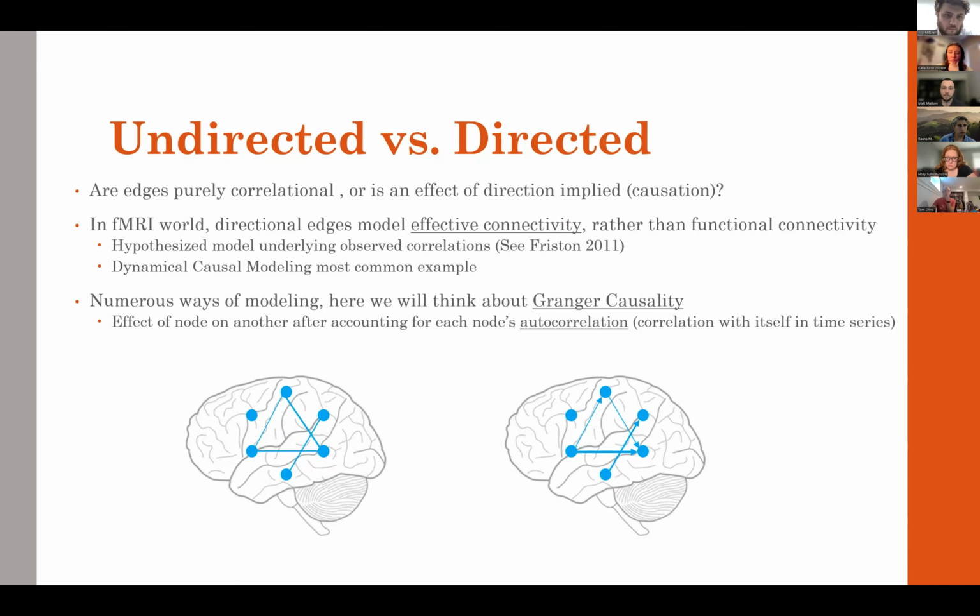There's numerous ways to think about that. In the GIMME realm, we're going to think about Granger causality, which is really just trying to account for variance explained after accounting for the own node's autocorrelation. That gives us some directionality.